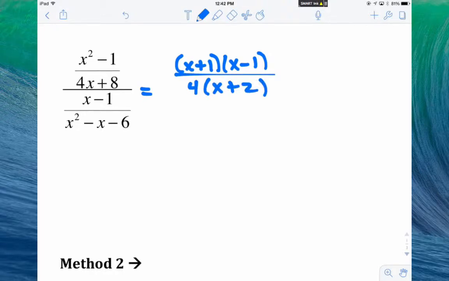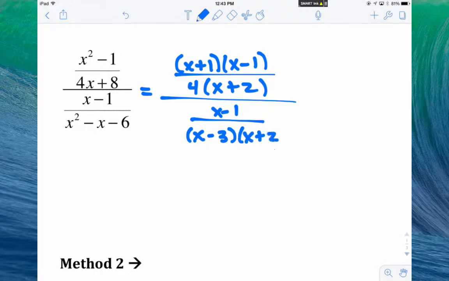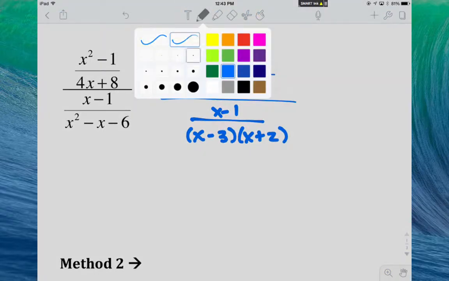And by the way, that's the lingo that I use. I call this our top fraction, our bottom fraction, top numerator, top denominator, bottom numerator, bottom denominator. That's the vernacular that I use, so you are welcome to use it as well. And our bottom numerator is just x minus 1, and our bottom denominator is x minus 3 times the quantity of x plus 2.